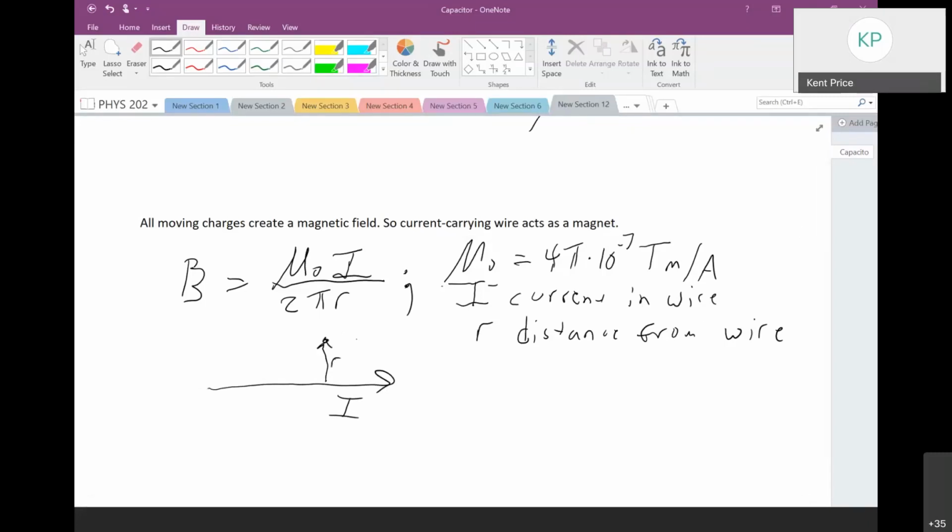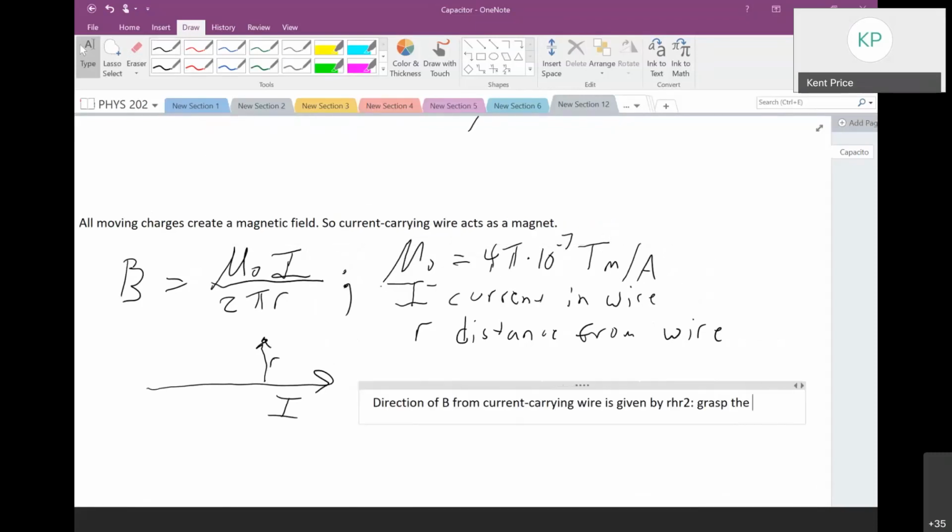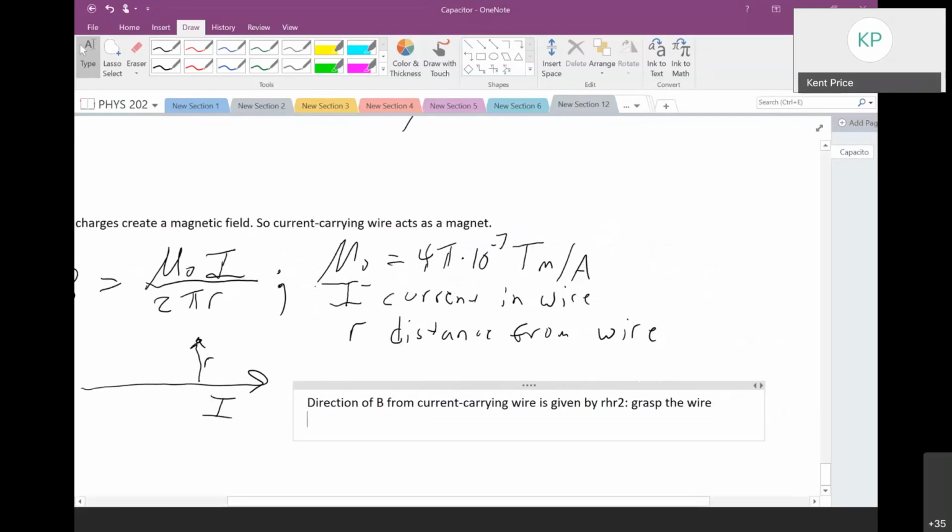Well, that equation is for the magnitude. Magnetic field is a vector, so I've got to tell you how to find the direction too. The direction, it's another right-hand rule. I know you just love right-hand rules. The right-hand rule for finding the direction of the magnetic field from a wire is this. You grasp the wire, or pretend you're grasping the wire, with your fingers while your thumb points in the direction of the current. And then your fingers will be curling in the direction of the field.